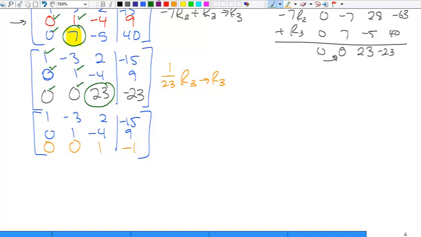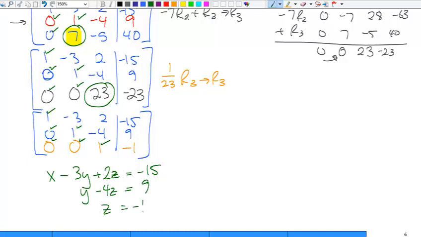Now, using my little progress report, I have a 1, I have a 0, 0, I have a 1, I have a 0, I have a 1. I am now happy with the way my matrix looks. It's in row echelon form, so I can now rewrite it. x minus 3y plus 2z equals -15, y minus 4z equals 9, and z equals -1.